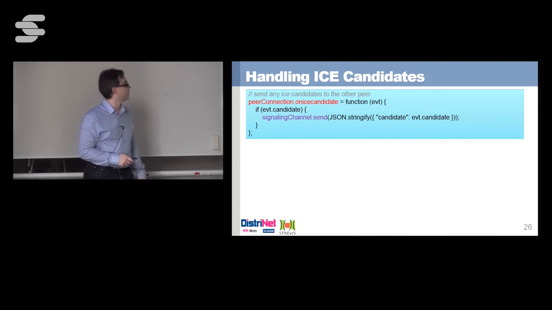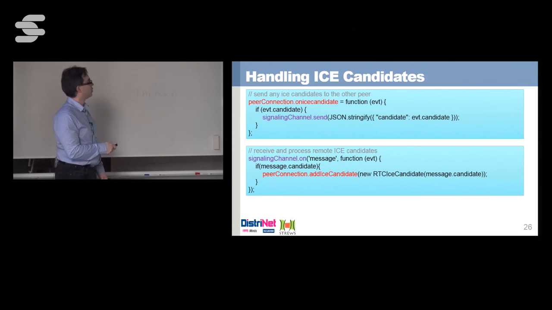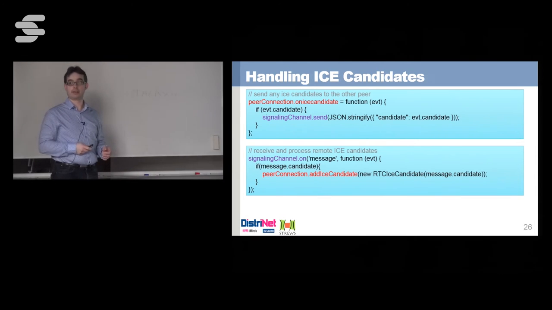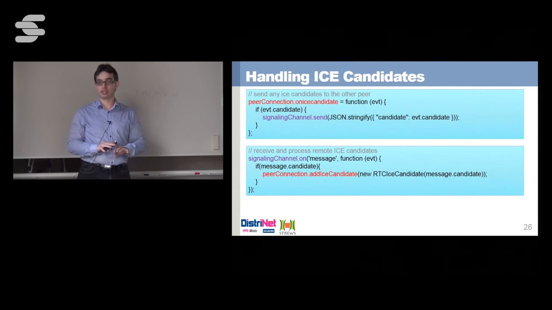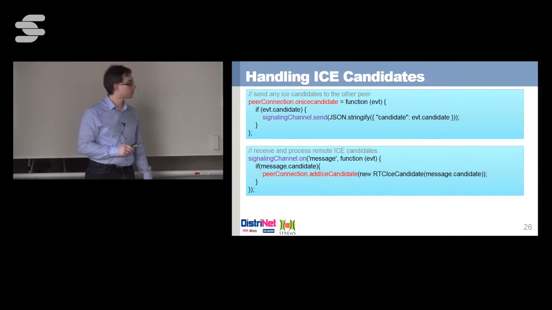Okay, same with ICE candidates. You're making sure that whenever you have ICE candidates, you send them around to the other side, and you receive them, and you add them locally to your peer connection to say, well, I received an ICE candidate. And from that moment on, you're exchanging ICE candidates until the connection gets set up. But again, how the browser deals with processing the ICE candidates and setting up the connection is fully abstracted from the JavaScript APIs. The browser does that for you.